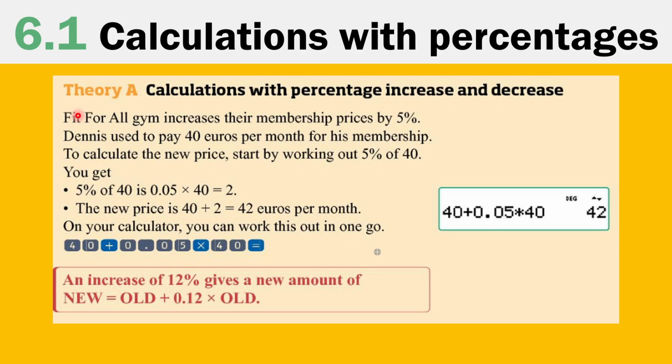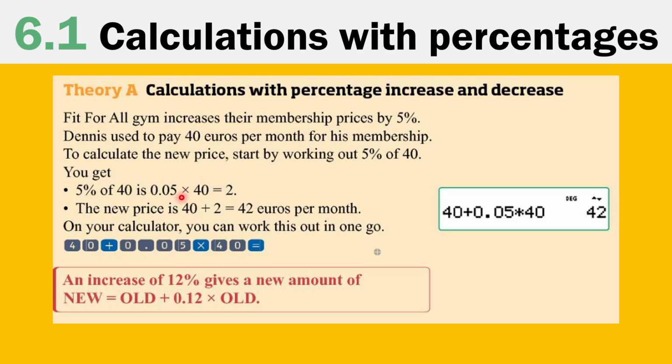They all look a bit the same, you can say. And the first one is calculations with percentages: increase and decrease. Let's say that Fit for All gym increases the membership prices by 5%, and someone used to pay 40 euros per month for his membership. So you can say that he starts out with 40 euros and 5% is being added, right?